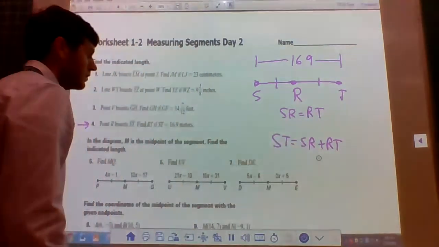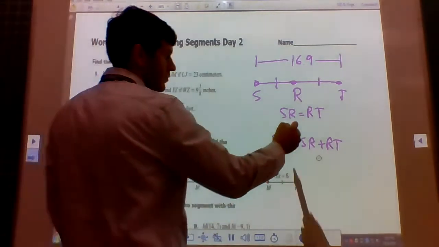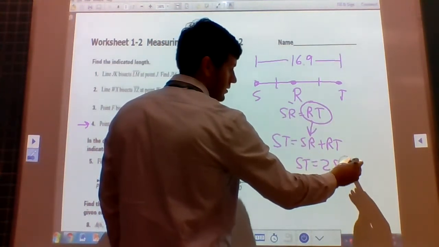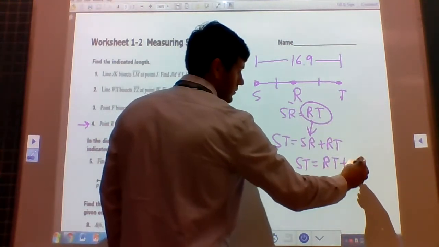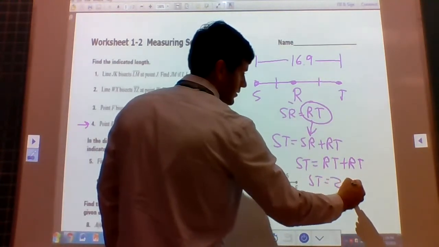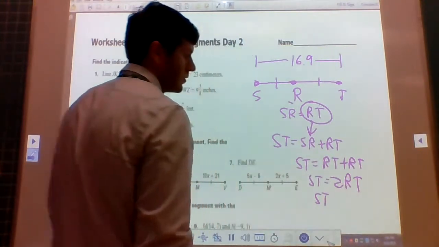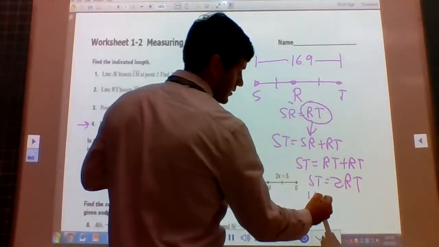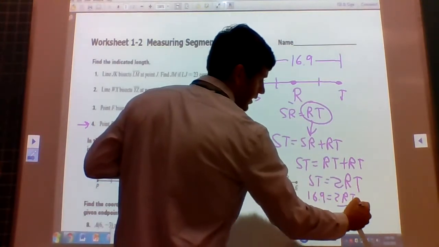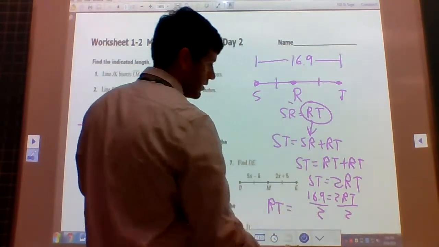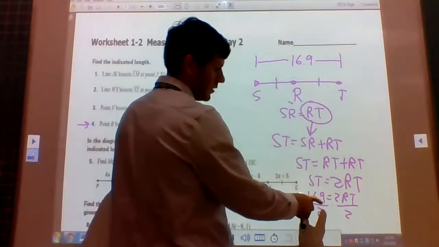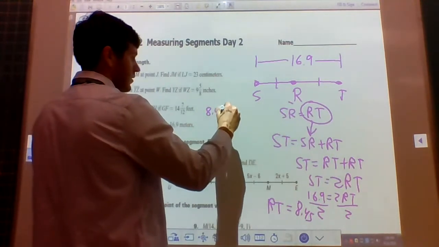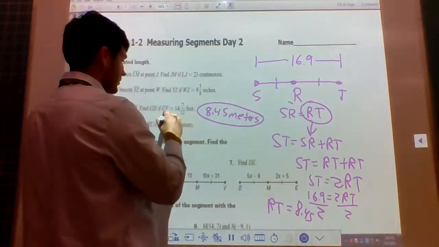But we know that SR equals RT, so instead of SR here, we can substitute in. So ST is going to be RT plus RT, which gets us 2RT. We know ST is 16.9, so 16.9 equals 2 times RT, so we simply divide by 2. So RT equals 8.45. 16 divided by 2 is 8, 0.9 divided by 2 is 0.45, so that should be 8.45, and that's going to be meters. That's going to be RT.